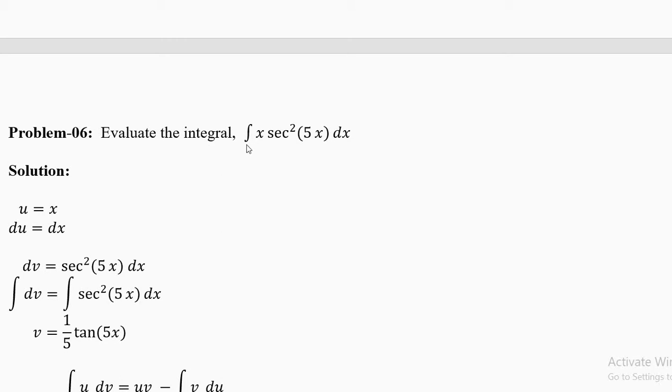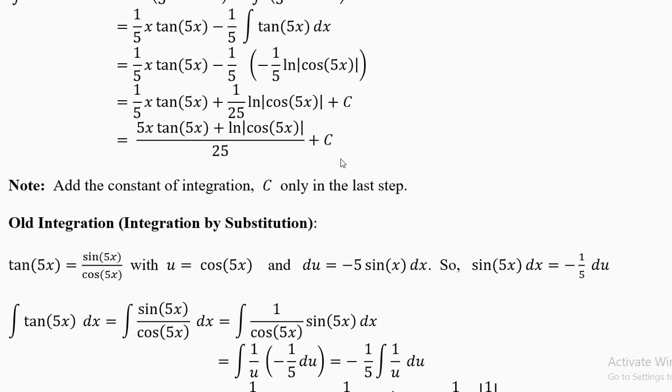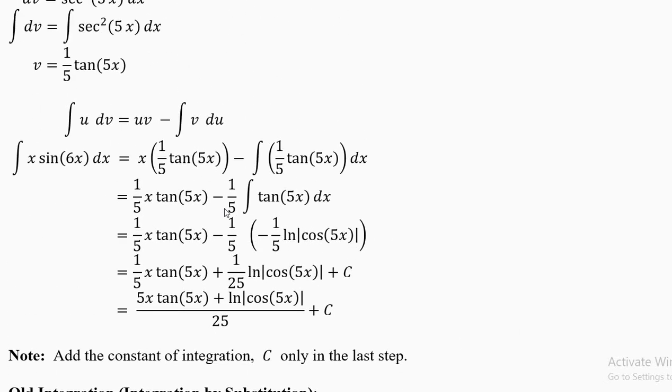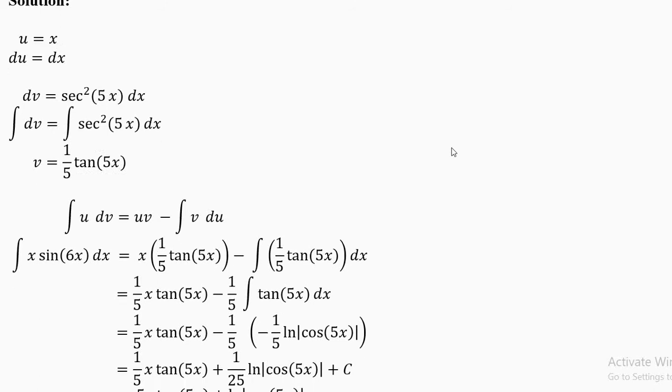Evaluate the integral x secant square 5x dx. Now u equal to x, du equal to dx. Now dv equal to secant square 5x dx. Now remember your differentiation. When you differentiate the tangent, you get secant square, and when you integrate the secant square, you get the tangent. And you have to worry about the number inside. So when you integrate secant square, it is given here, you will get 1 over 5 tan 5x.